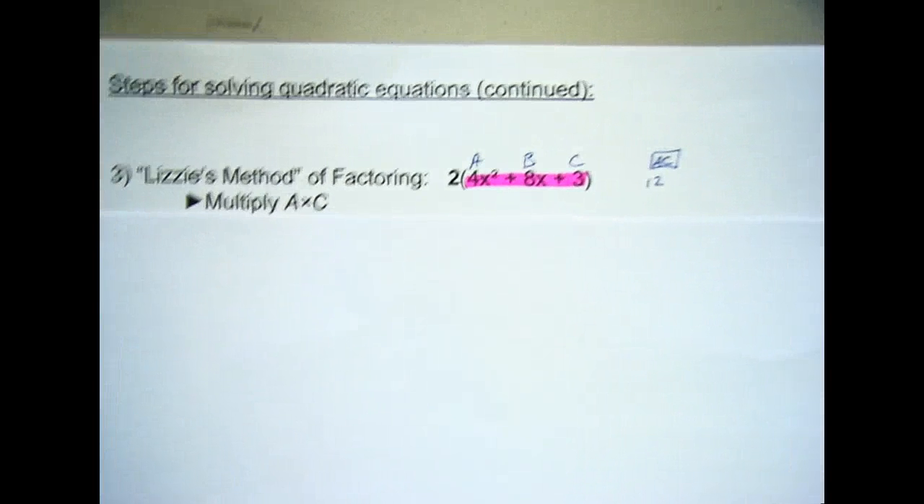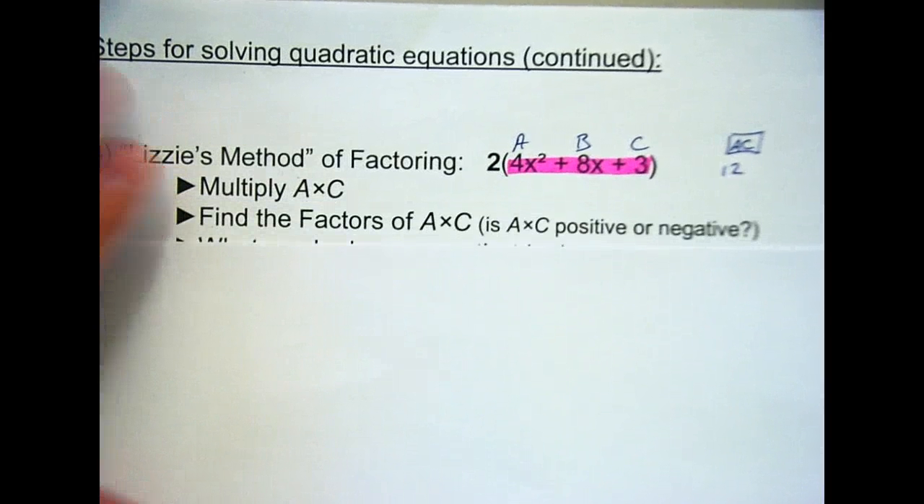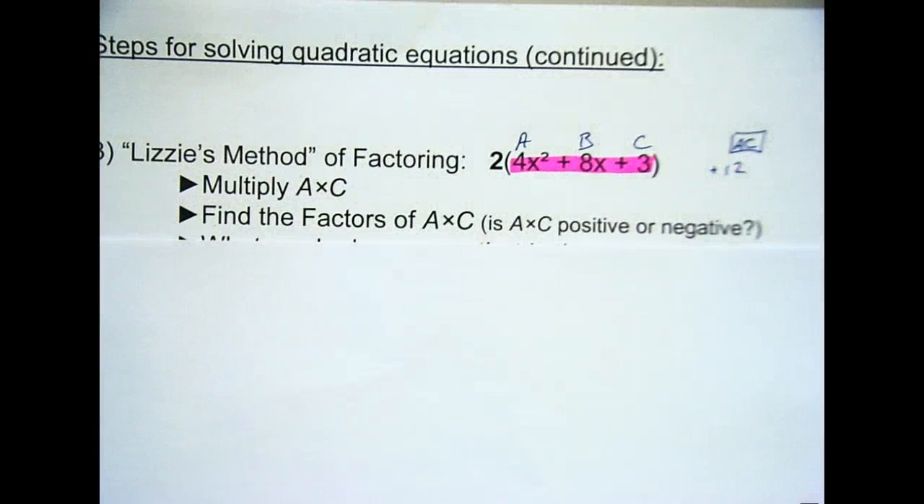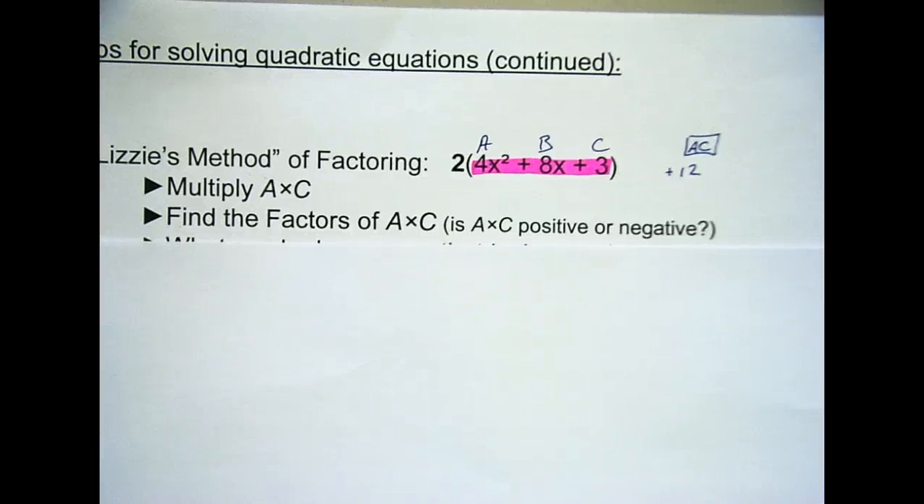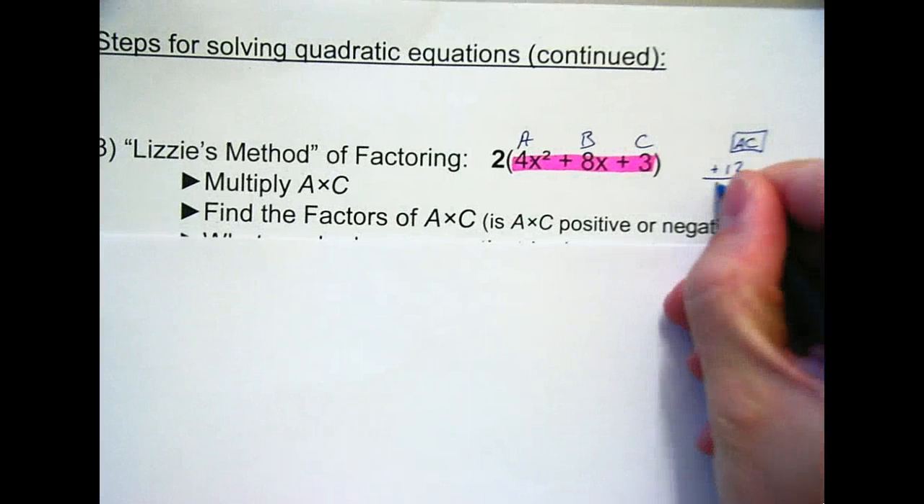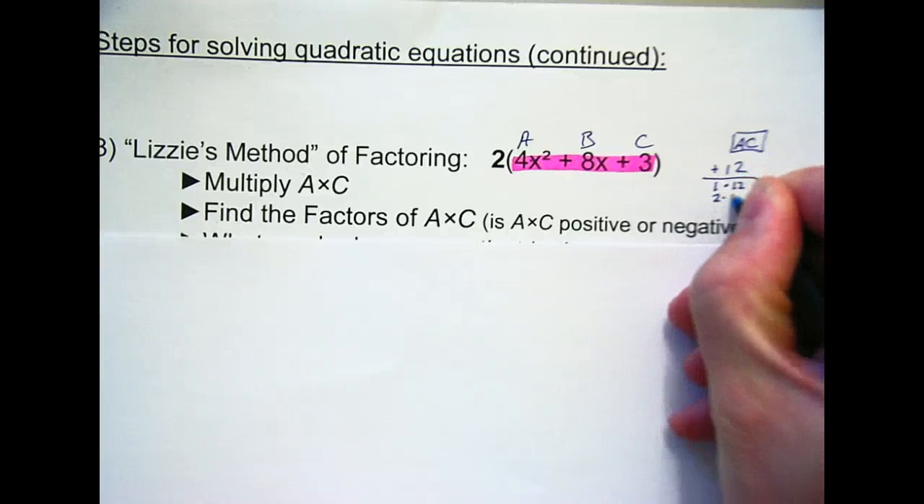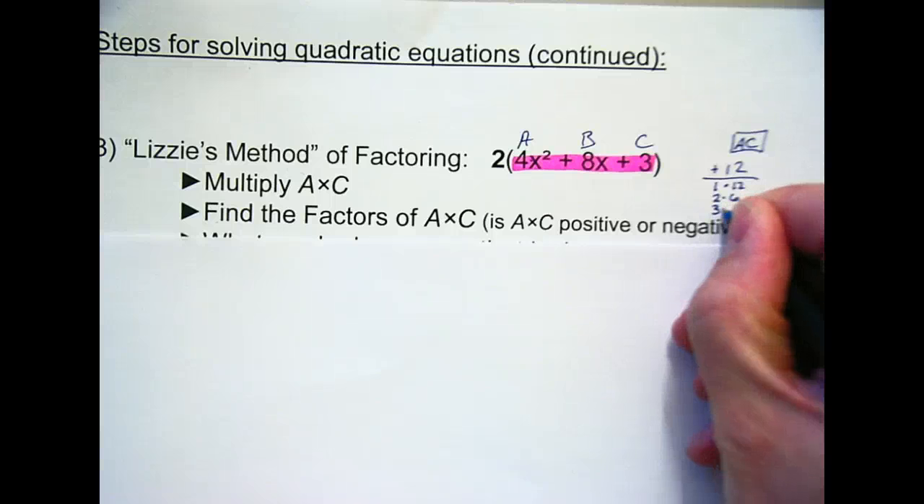All right, and I like to know whether or not that 12 is positive or negative. All right, so it's a positive 12. And I'm going to find all the factors of 12, all the things that multiply to make 12. So I'm going to do it in an organized fashion, like 1 times what is 12, so 1 times 12. 2 times what is 6. 3 times what is 4.